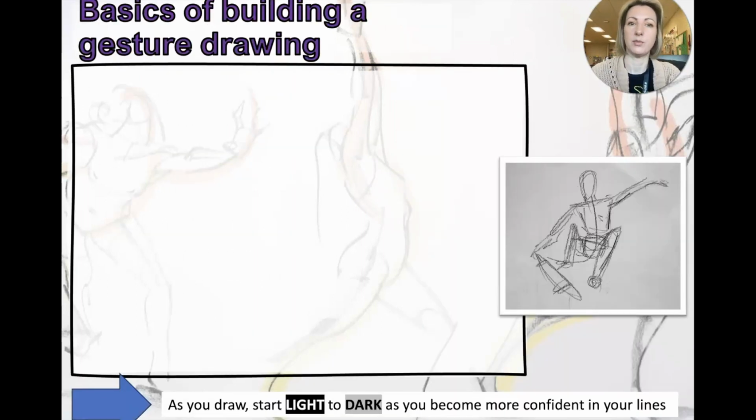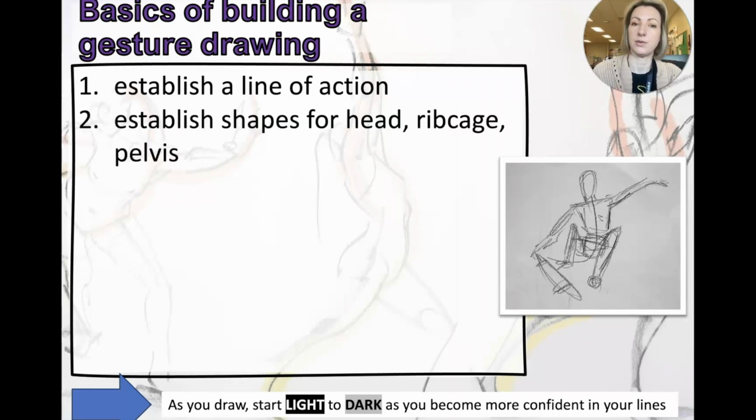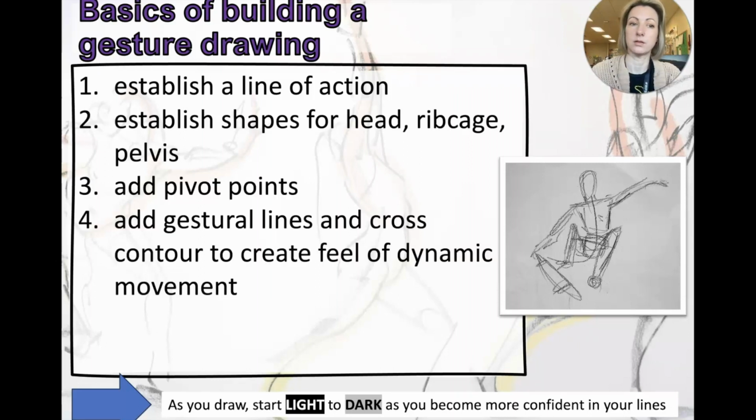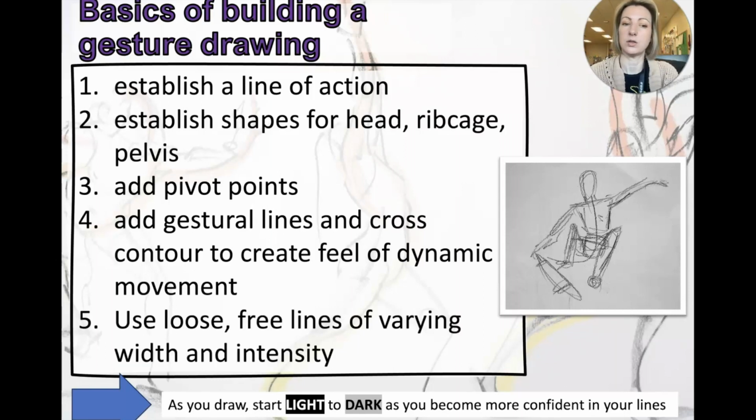So the basics of building a gesture drawing. You first want to establish that line of action. You're going to establish shapes for the head, rib cage, and pelvis. Add pivot points, add gestural lines and cross contour to create the feel of dynamic movement, and then use loose free lines of varying width and intensity.